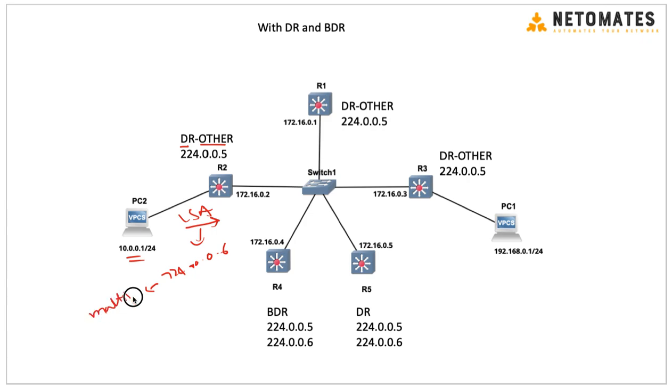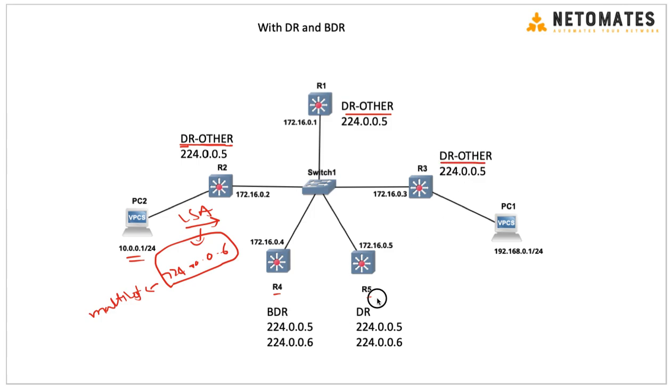Multicast means sending the same information to multiple devices in the network. In OSPF, 224.0.0.6 is only listened to by R4 and R5. So whenever R2 tries to send a packet with this address, it will only go to the DR and BDR. When you have a DR and BDR in this topology, all DR other routers will send the routing updates to the BDR and DR only.